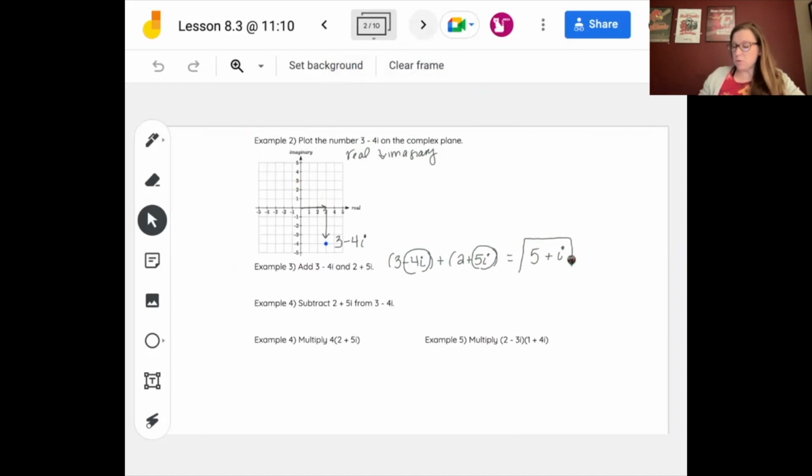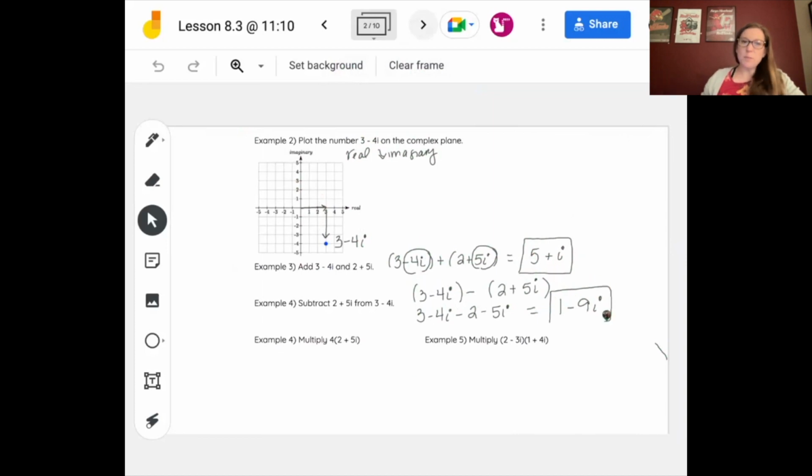Similarly, we can subtract. So I'm subtracting 2 plus 5i from 3 minus 4i. So I'm going to start with 3 minus 4i. From here, I'm going to subtract 2 plus 5i. Right, so we might want to convert this by distributing that negative so we don't forget about it, and then combining. So 3 minus 2 is 1. -4 minus 5 is -9i.